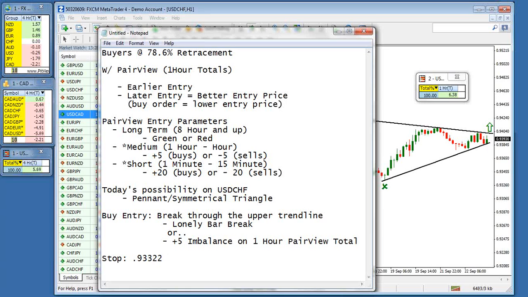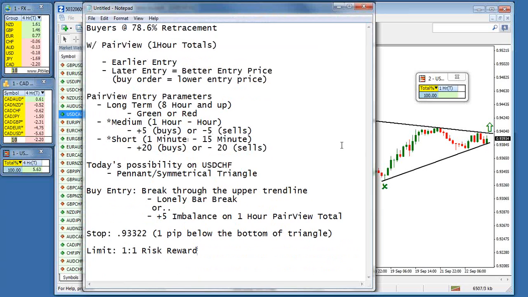so this would be at least 1 pip below that, 0.93322, 1 pip below the bottom of the triangle. And then the limit, depending on where you would get in, would be put at a 1-to-1 risk reward. We can revisit this, because if it executes here, we'll execute it as a class. So a limit of 1-to-1 risk reward would obviously put us in a good situation on dollar Swiss.